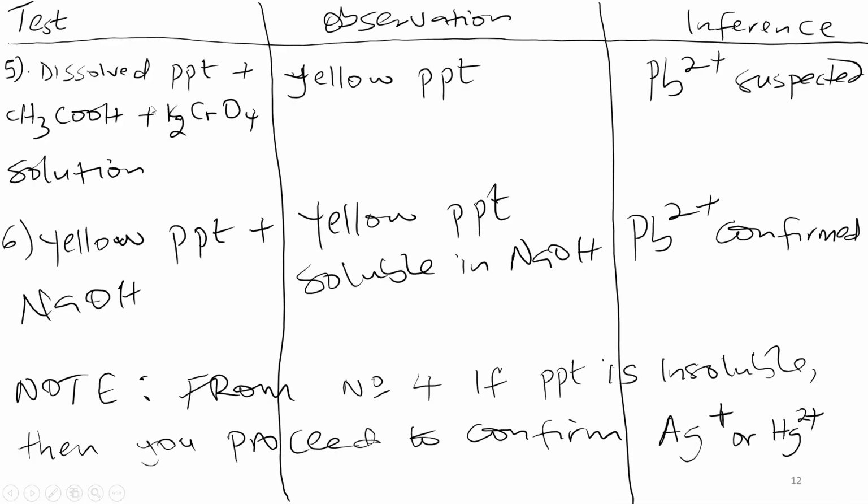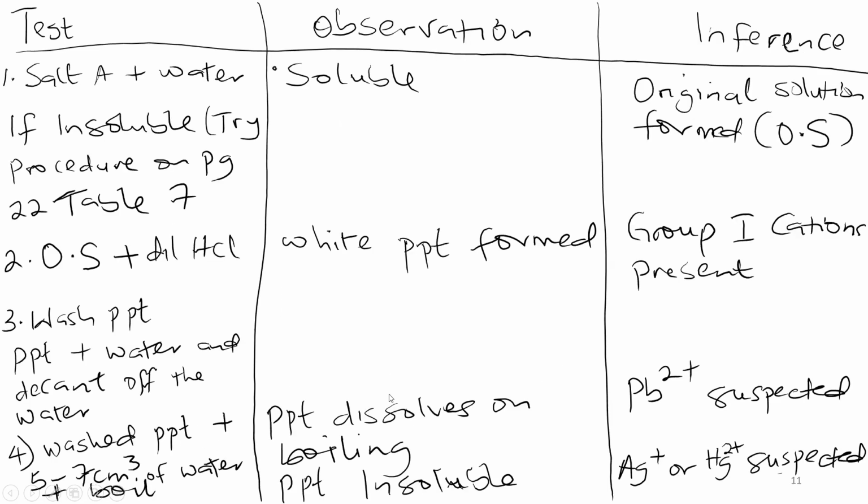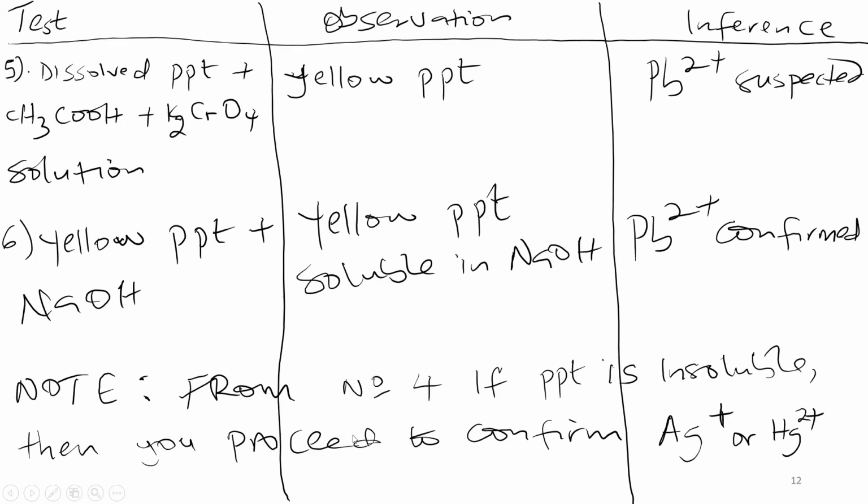Now, if the precipitate dissolves and we add acetic acid and potassium chromate solution and we get a yellow precipitate, then we are suspecting lead. Now, to the yellow precipitate you add your sodium hydroxide and you get a yellow precipitate soluble in sodium hydroxide, that confirms your lead. If you recall from number 4, we had 2 scenarios here. It's either the precipitate dissolves or the precipitate is insoluble. For the precipitate that dissolves, we are able to confirm our lead.